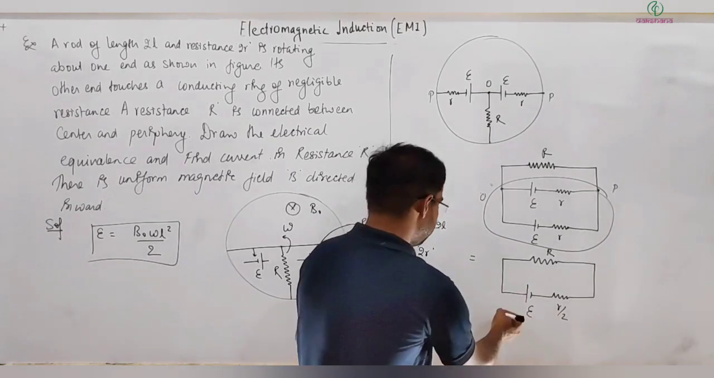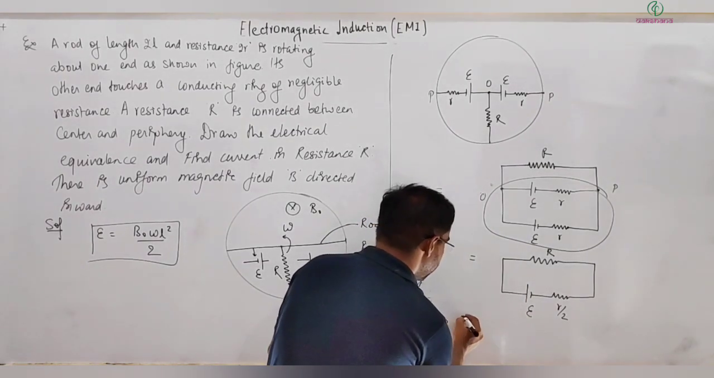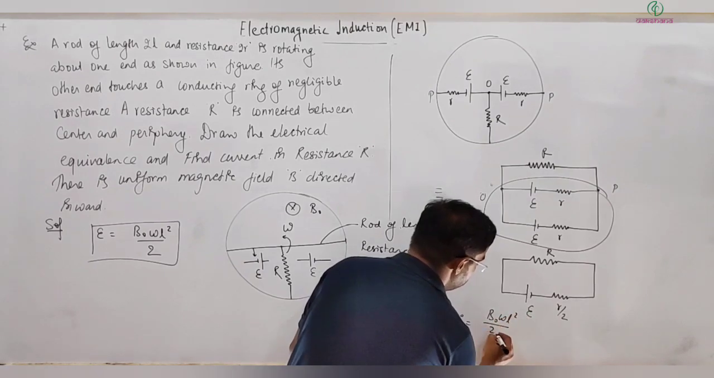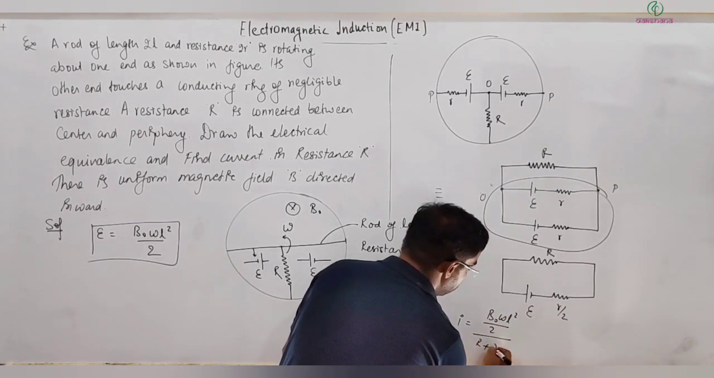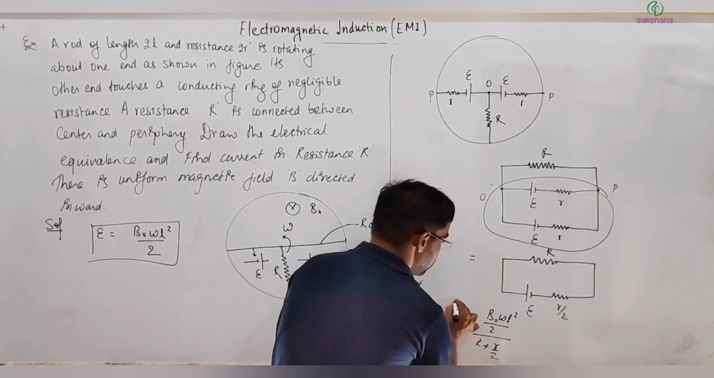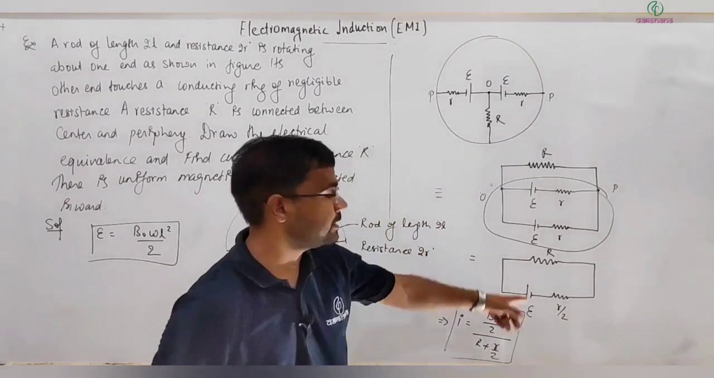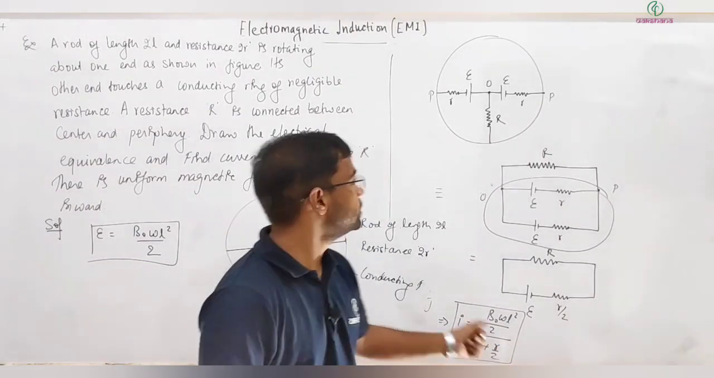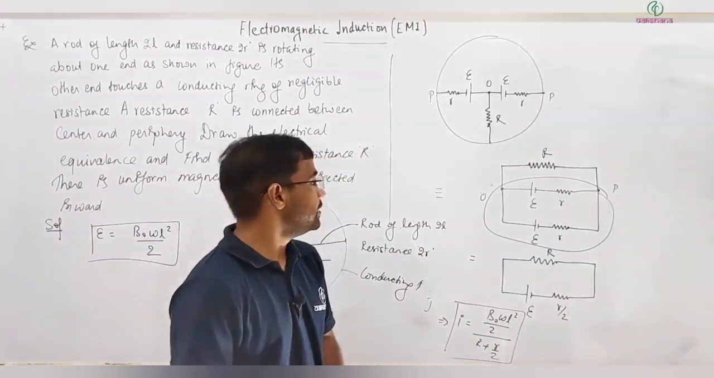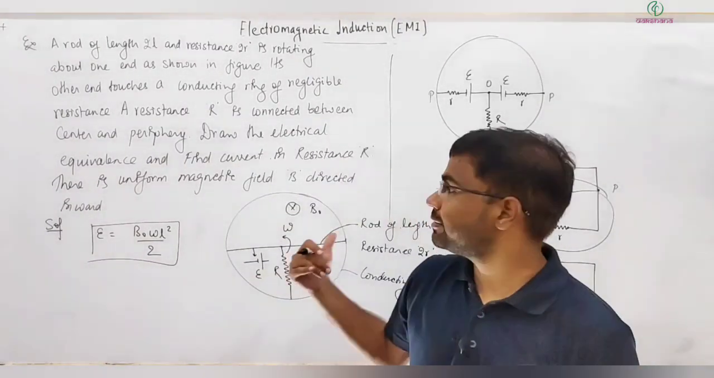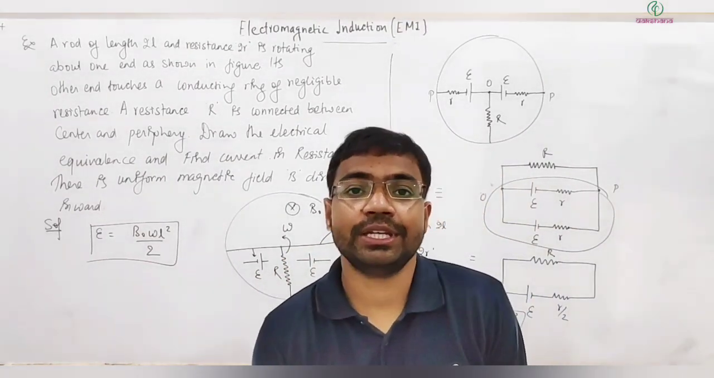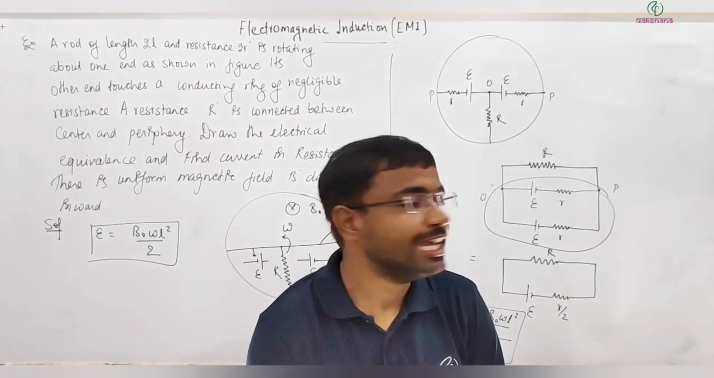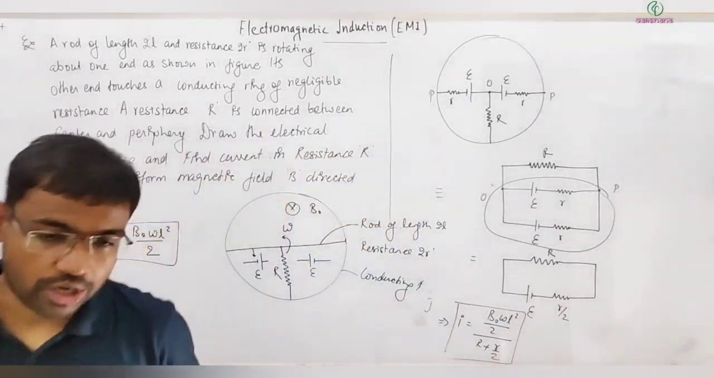So now from this diagram I can write the current I is coming out to be V naught omega L square by 2 divided by capital R plus R by 2. This is the current in resistance R. So I hope you understand this part also. So this is another example. Like that, here you can see there is EMF induced in the rod due to its rotation in magnetic field. Let's see some more cases based on it.